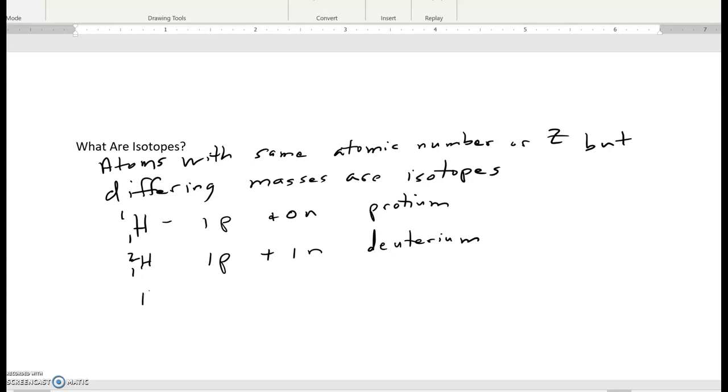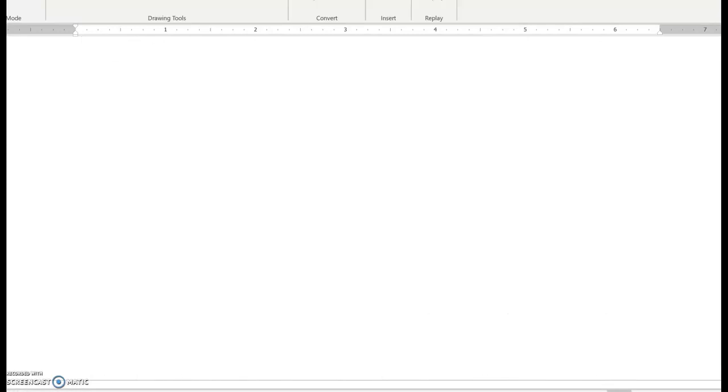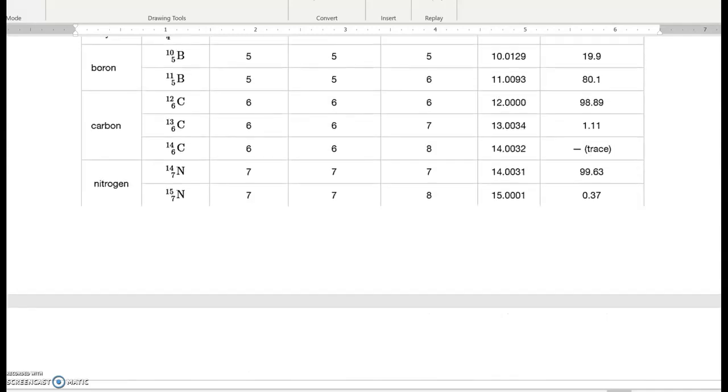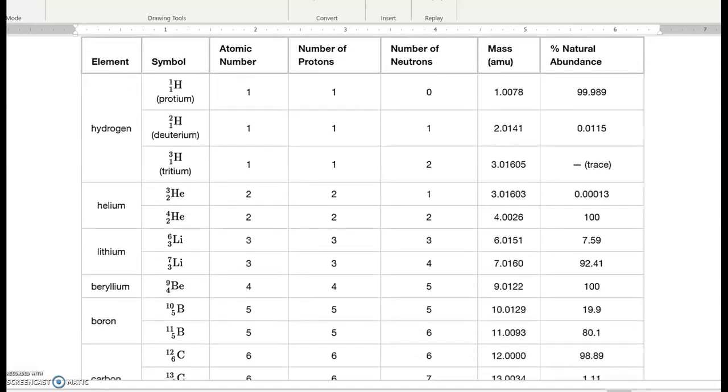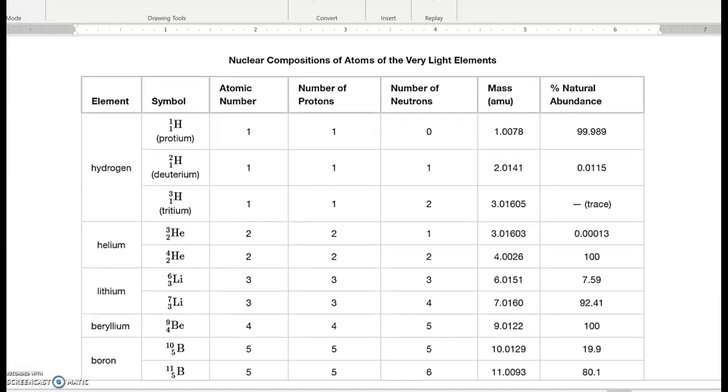Hydrogen has a third form that's commonly found, hydrogen with a mass of 3, but its atomic number is still 1. It's got one proton plus 2 neutrons, and it's called tritium. This is common among elements, and it is in nature. We don't create this, nature does.